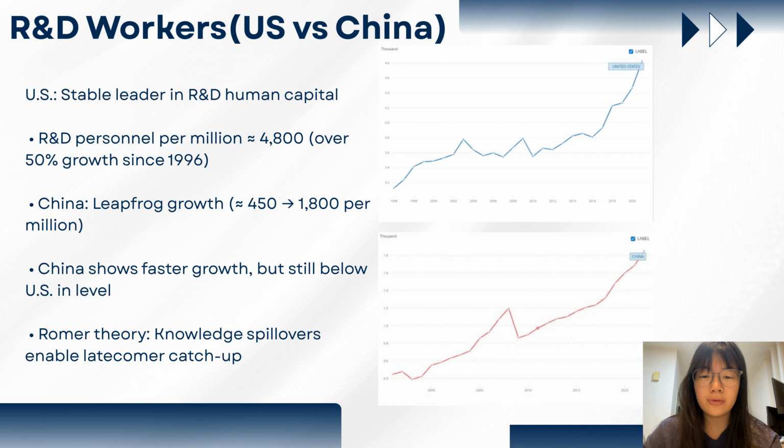China showed a leapfrog growth pattern, expanding from about 415 to 1,800 per million people. Although the absolute level is lower, the fast growth rate signaled an accumulation of innovation-oriented human capital. From the perspective of Romer's endogenous growth theory, knowledge spillover enables catch-up.